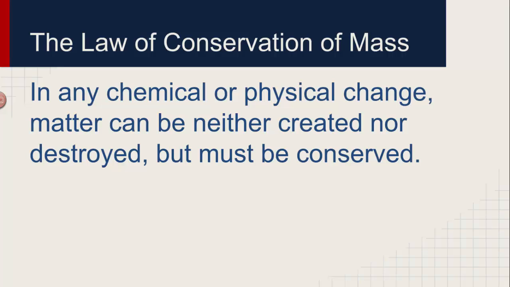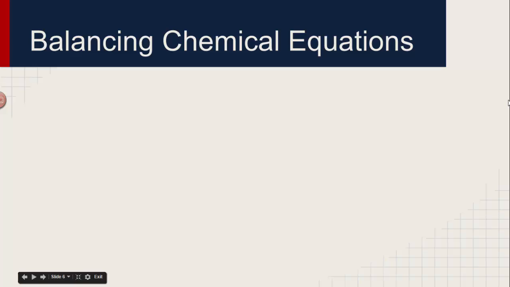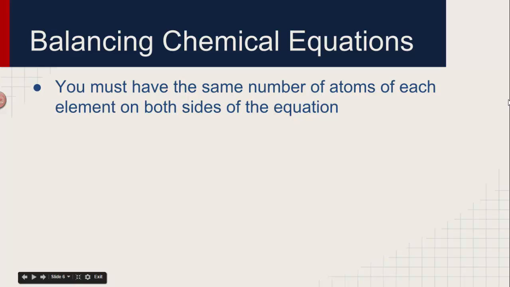The reason that's a problem is because of something called the law of conservation of mass, which says that in any chemical or physical change, matter can be neither created nor destroyed, but must be conserved. And in that example that we just did, the number of chlorines were not the same on both sides, which means we suddenly seem to have created a chlorine atom out of nowhere, and that's not allowed. So what do we do? Well, we balance the equation. Balancing is a way to make the equation adhere to the law of conservation of mass. You have to have the same number of atoms of each element on both sides of the equation.